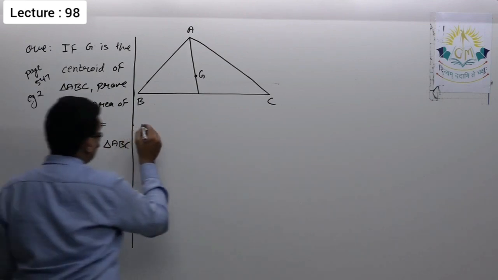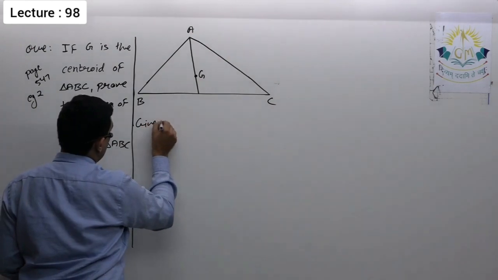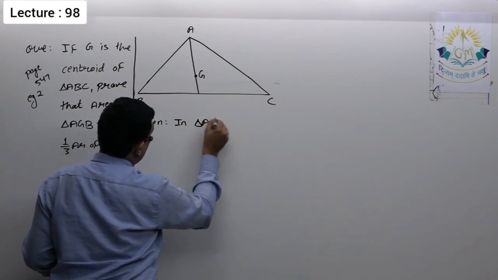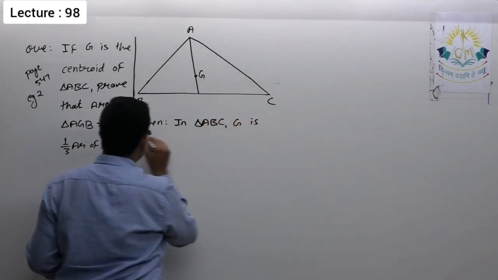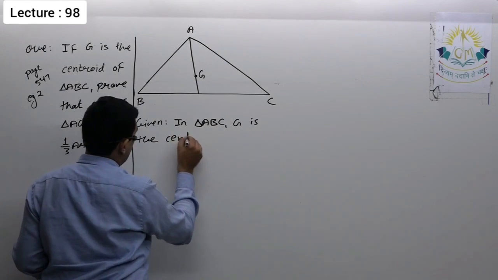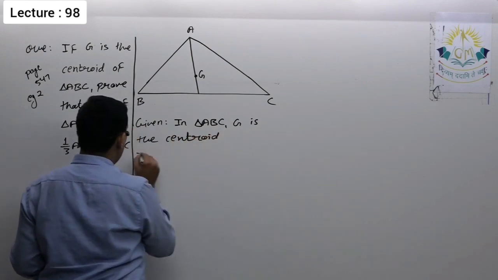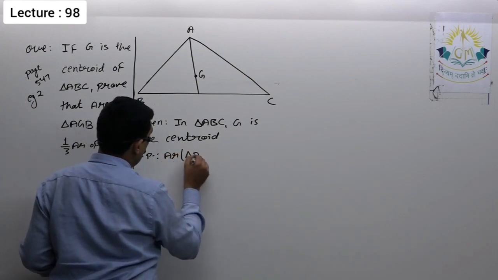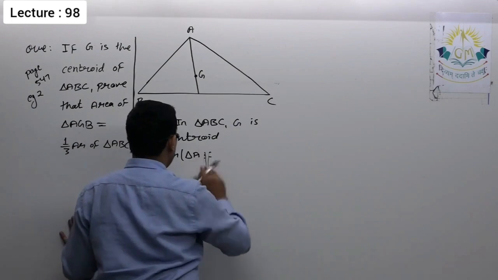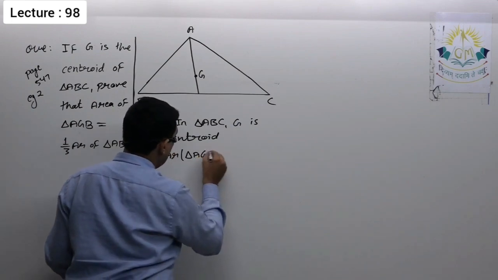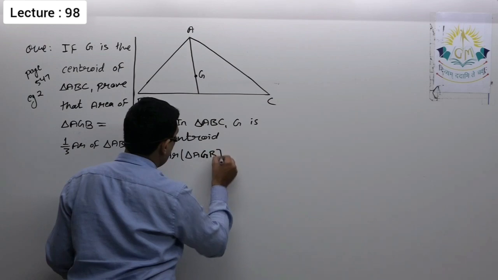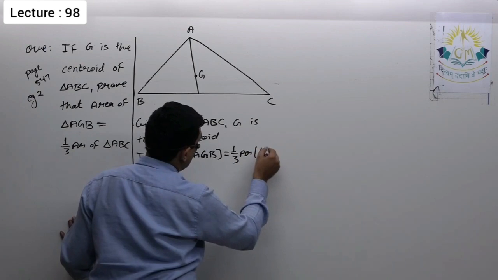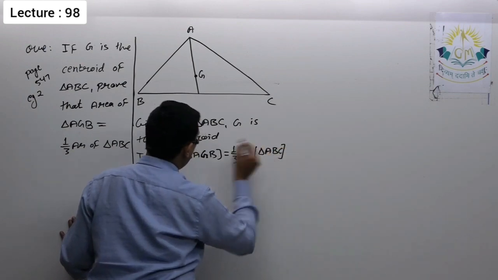What we have given: in triangle ABC, G is the centroid. To prove: area of triangle AGB is equal to 1/3 area of triangle ABC, that you have to prove.